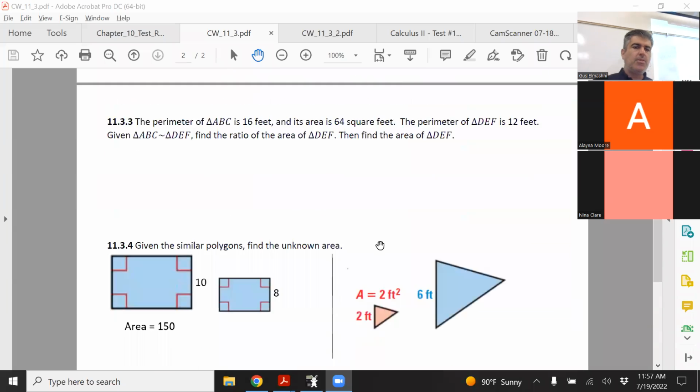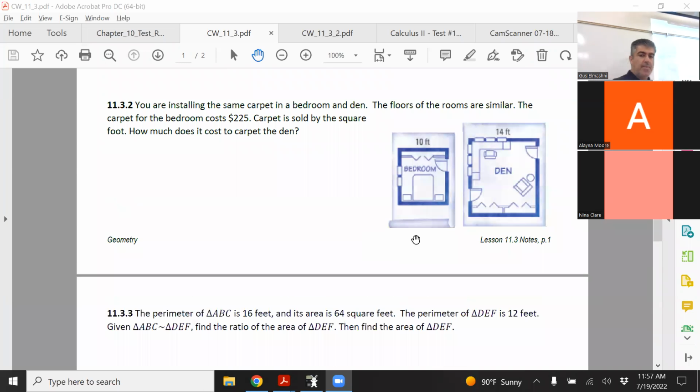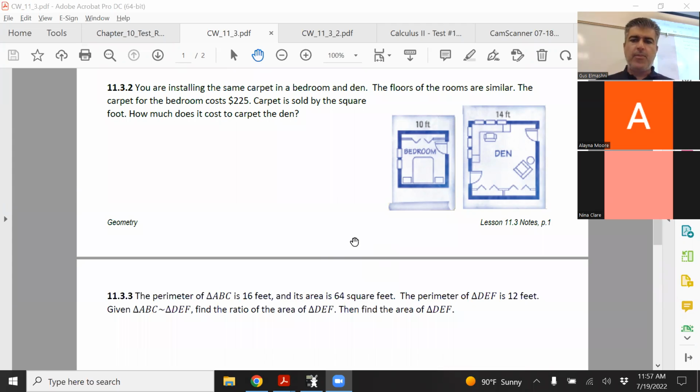Okay, so let's talk about the rest of 11.3. This will help you with understanding the ratios of similar figures when looking at areas and perimeter. So let's look at 11.3.2. Looks like you have a floor plan for 2 different rooms in a house, a bedroom and a den. You're installing the same carpet in the bedroom and den. The floors of the rooms are similar.